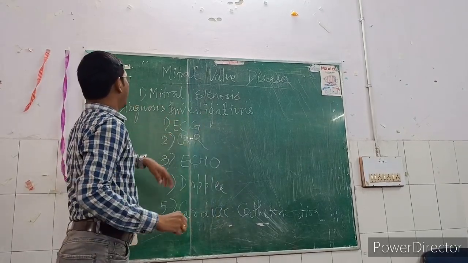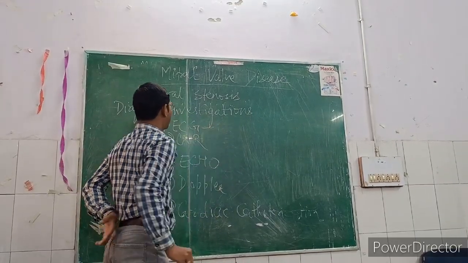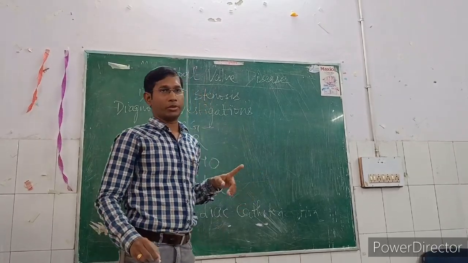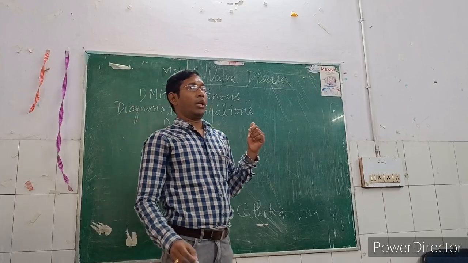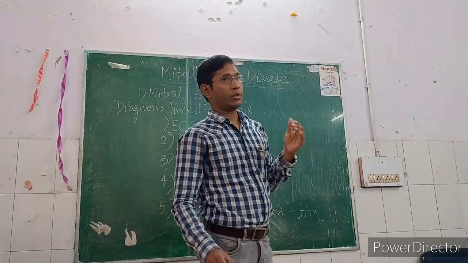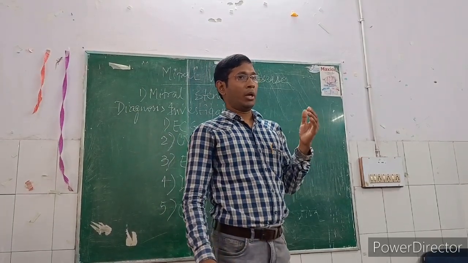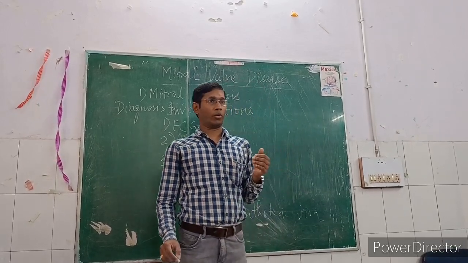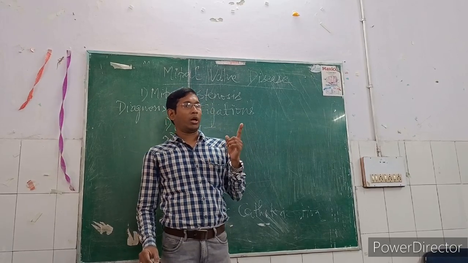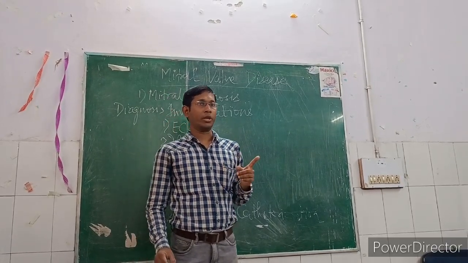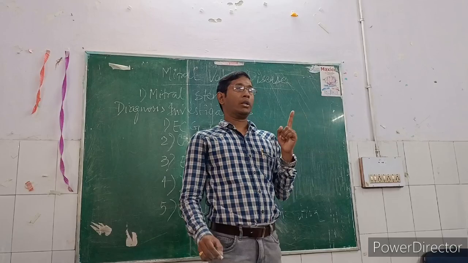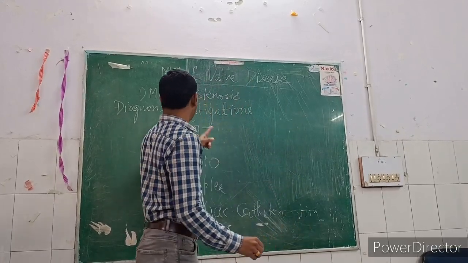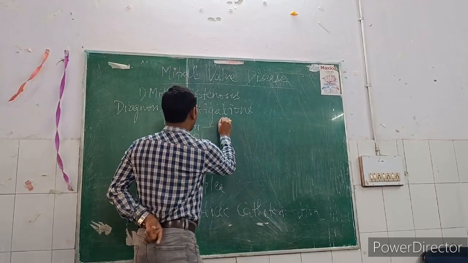So, in case of mitral stenosis, what are the ECG findings? First, in mitral stenosis, there is development of pulmonary arterial hypertension, which is a complication of mitral stenosis, and that leads to right ventricular hypertrophy. So we get signs of right ventricular hypertrophy in the ECG.